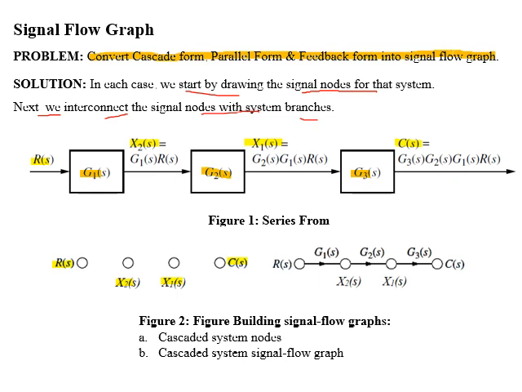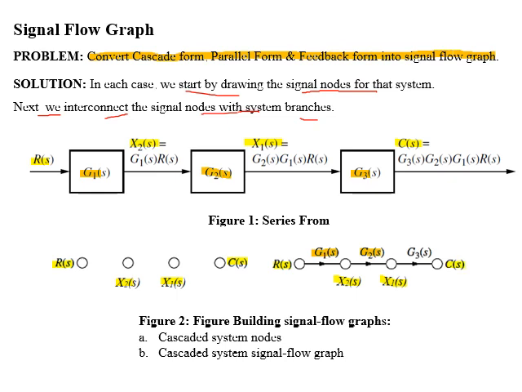If you see the figure 1, x2 of s is the output of a system g1 of s, where input is R of s. So x2 of s will be connected to node R of s with a branch having gain of g1 of s. Again in figure 1, block having transfer function g2 of s has output of x1 of s and input x2 of s. So in signal flow graph representation, x1 and x2 nodes will be connected with the branch having gain g2 of s.